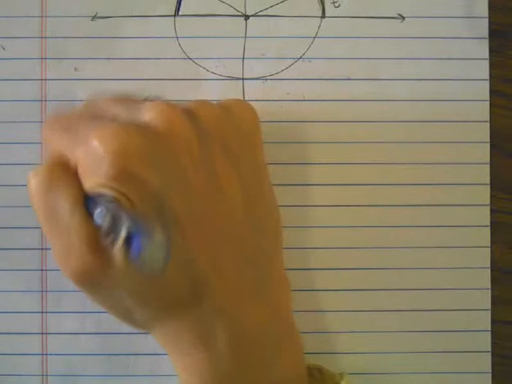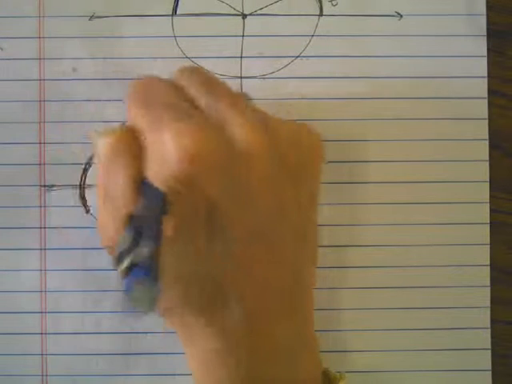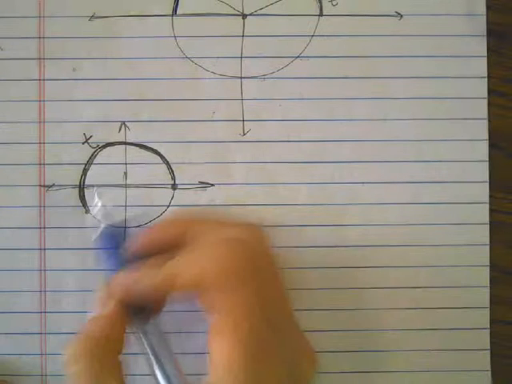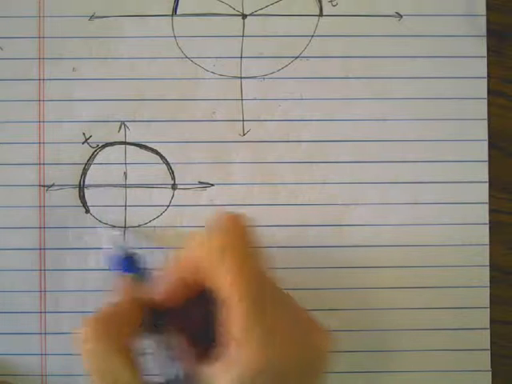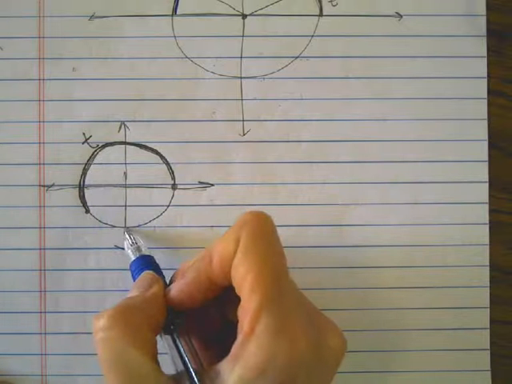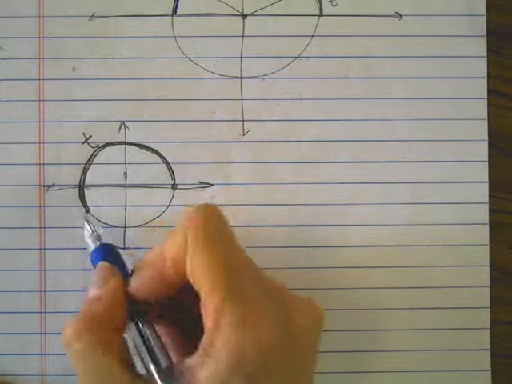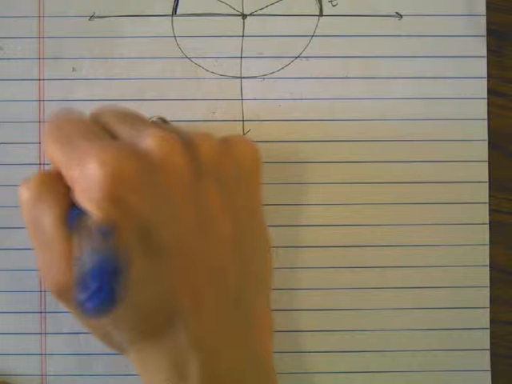Okay, so I want to get the shortest distance to the x-axis. Am I going to go up or down from this point? If I go down, is that the x-axis? No, I want to get to the x-axis. So either I'm going to go this way or this way. Probably up. Okay, so I'm going to go up. This is my reference angle.